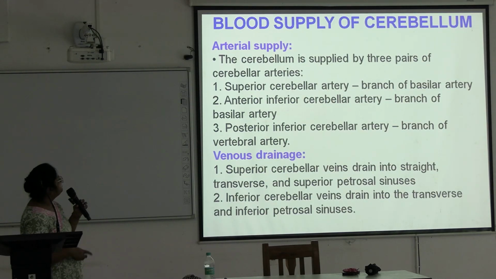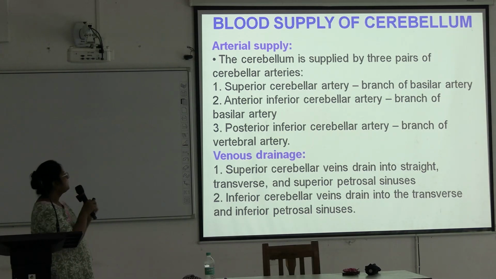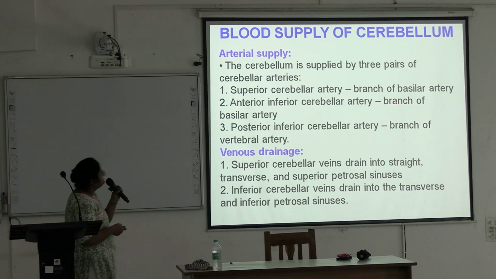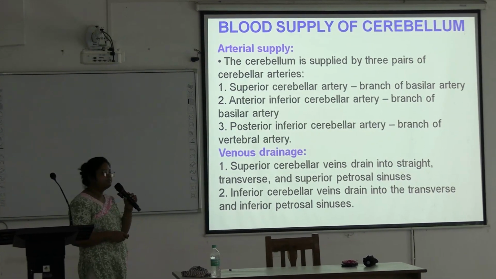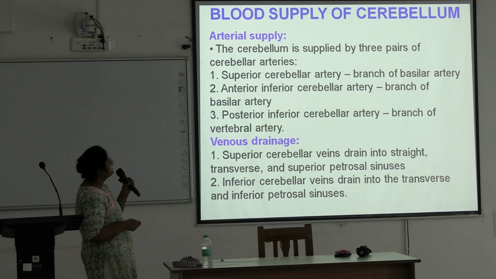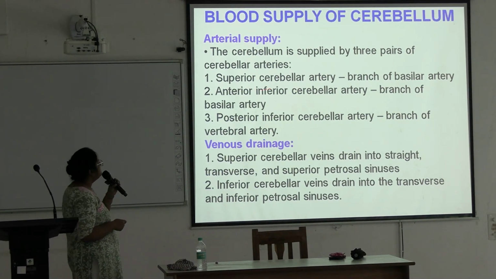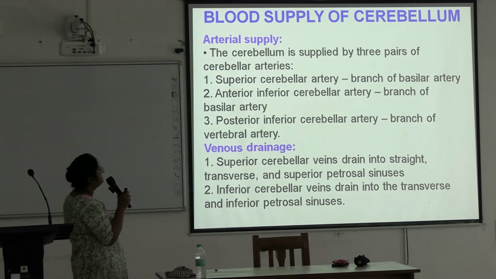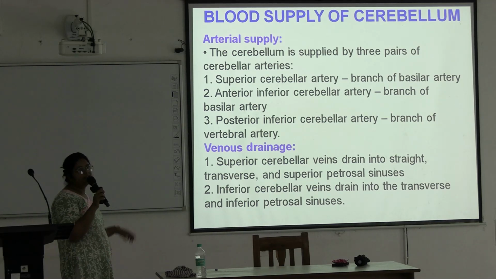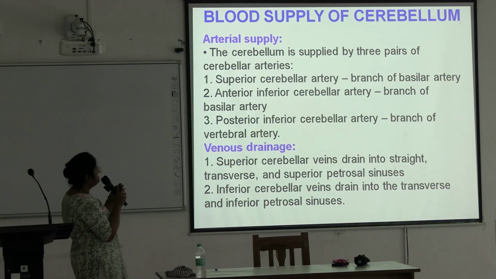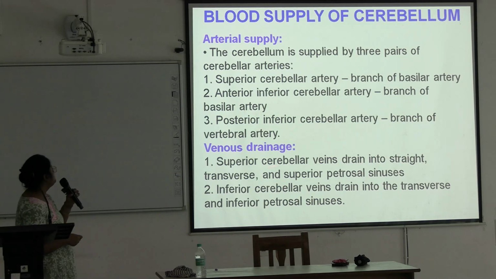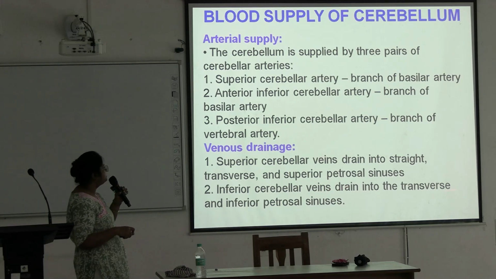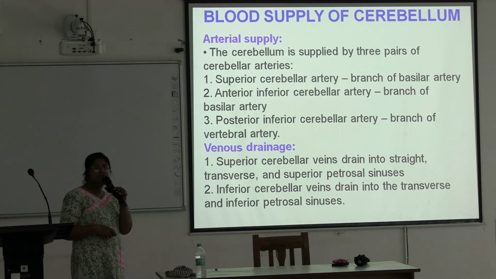Next we are going to the blood supply of the cerebellum. Blood supply is important for your viva mainly. The cerebellum is supplied by three pairs of cerebellar arteries: the superior cerebellar artery, which is a branch of the basilar artery, the anterior inferior cerebellar artery, which is a branch of the basilar artery, and the posterior inferior cerebellar artery, a branch of the vertebral artery. These are the three arteries. Venous drainage is by superior cerebellar veins, which drain into the straight, transverse and superior petrosal sinuses, and inferior cerebellar veins, which drain into the transverse and inferior petrosal sinuses.